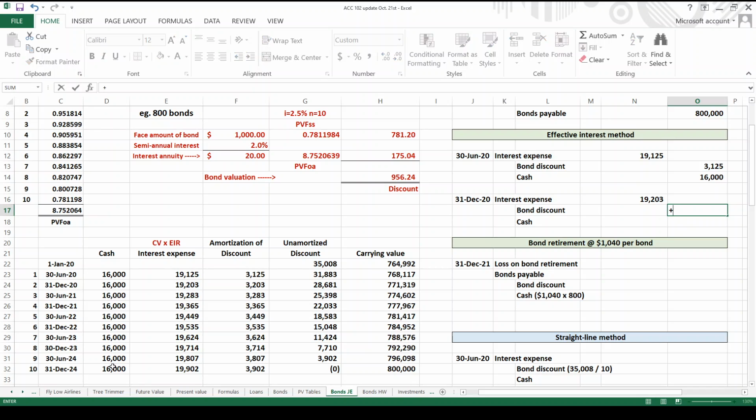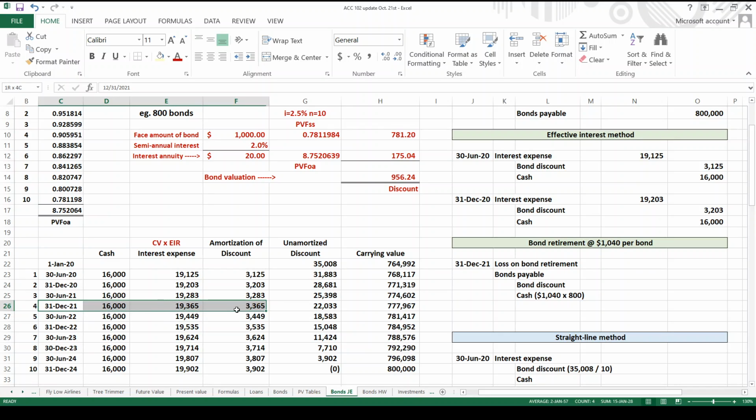19,203. The bond discount is 3203. And the cash is the cash. That's not going to change, yeah? 16,000. There you have it. Okay, so you would just follow that format for 8 more periods. Okay, now in real life you'd be making a monthly accrual, but we're not going to worry about that right now.